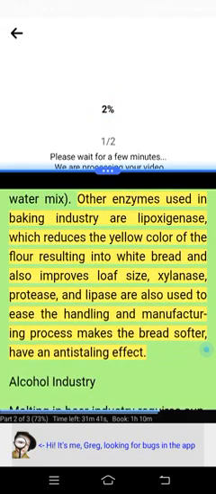Other enzymes used in the baking industry are lipoxygenase, which reduces the yellow color of the flour, resulting in white bread, and also improves loaf size. Xylanase, protease, and lipase are also used to ease the handling and manufacturing process, make the bread softer, and have an anti-staling effect.